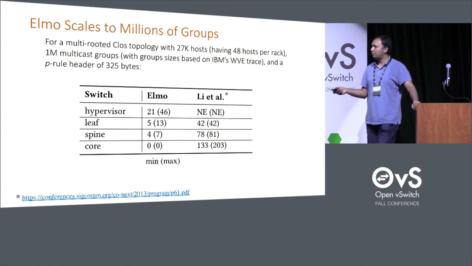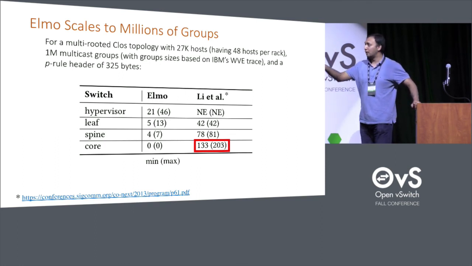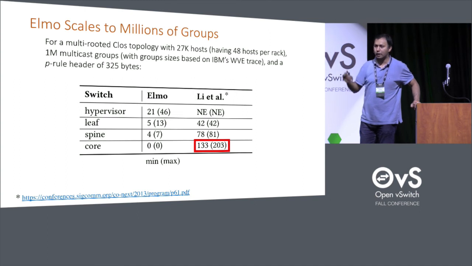But these updates are still much less than the updates you will see even at the core switches inside the SDN-based implementation. So it's typically orders of magnitude more than even the updates we are getting for the hypervisor switches.